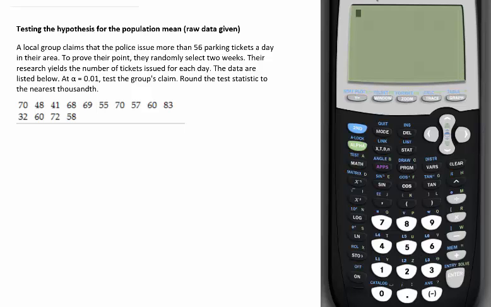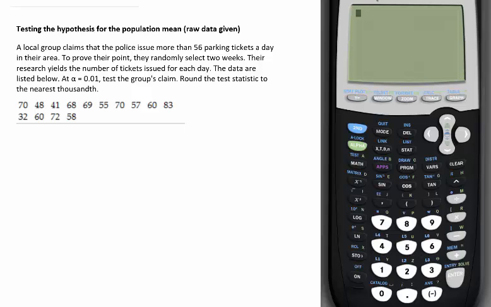A local group claims that the police issue more than 56 parking tickets a day in their area. To prove their point, they randomly select 2 weeks. Their research yields the number of tickets issued for each day, and as you can see, the data are listed below. At alpha equals 0.01, test the group's claim. Round the test statistic to the nearest thousandth.